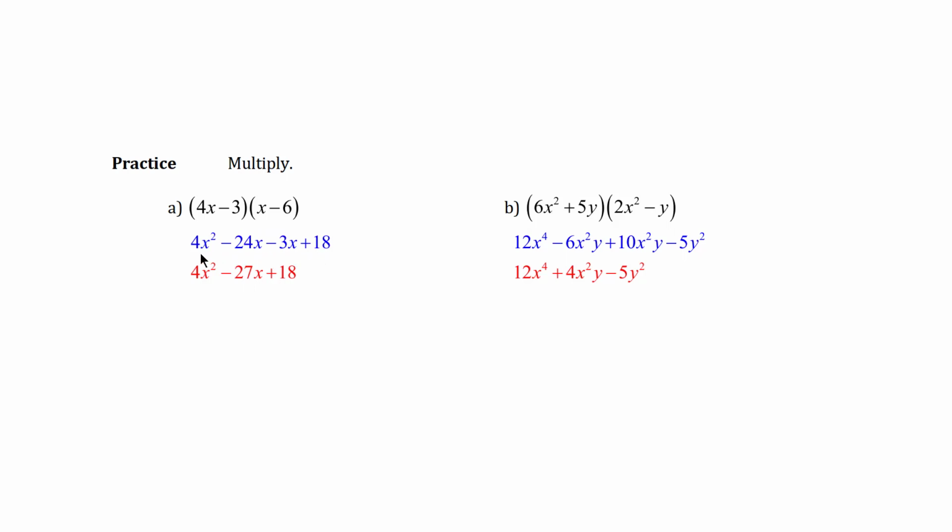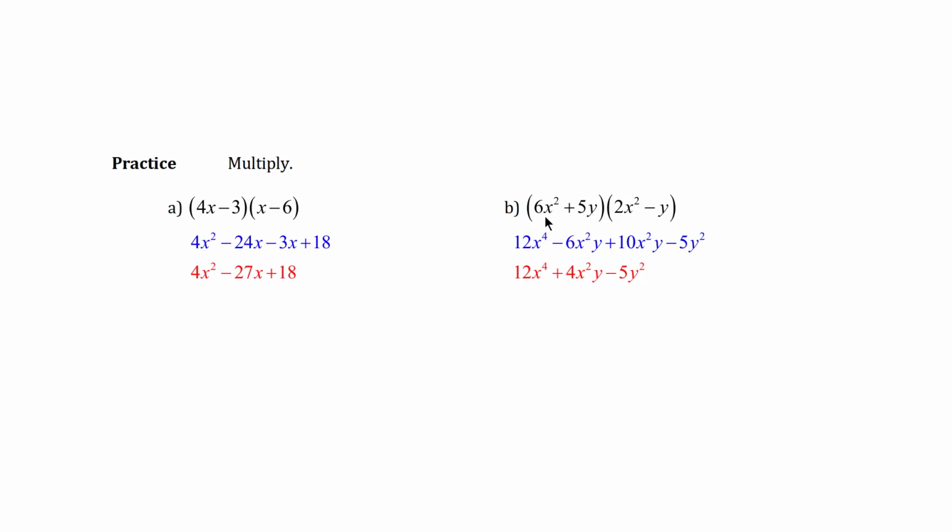The result is 4x squared minus 24x minus 3x plus 18. Next, we combine like terms with the minus 24x and the minus 3x. We get negative 27x. We bring down the 4x squared and the 18 to get 4x squared minus 27x plus 18. Moving on to part B, we multiply 6x squared and 2x squared to get 12x to the fourth power.